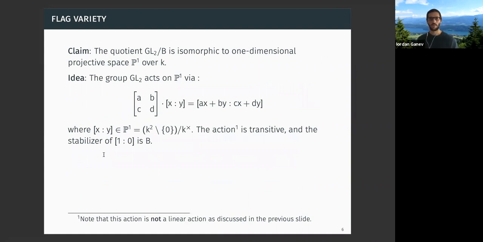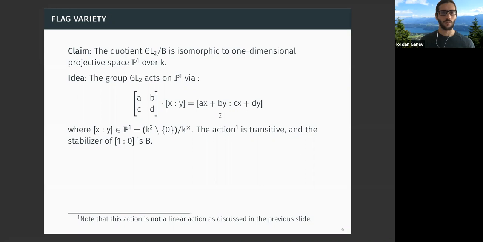So representations, I want to emphasize, are linear actions of the group, but sometimes we have actions that are not linear, but that have a more geometric component. So for example, the quotient GL2 mod B, so B was the subgroup of upper triangular matrices, is isomorphic to the one-dimensional projective space over K. And the way to see this is to think about the action of GL2 on one-dimensional projective space. And this is an action that's geometric, and it's not a representation, it's not a linear action. But we can get a lot of information from actions such as this one, these geometric actions.